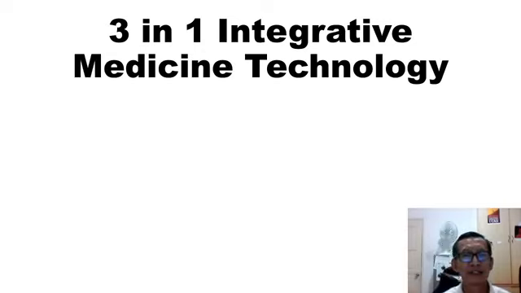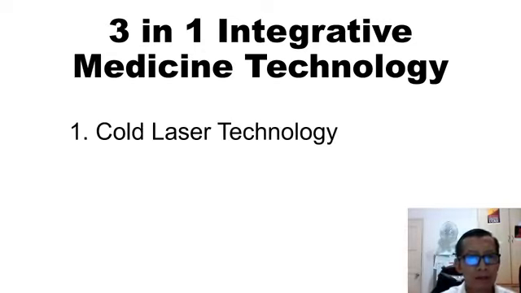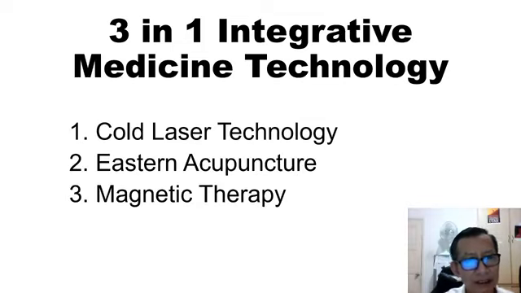Introducing a 3-in-1 integrative medicine technology. The first one is called cold laser technology. Second is Eastern acupuncture, and thirdly magnetic therapy. These three technologies combined together will enhance our immune system, increase our red blood cells to improve our blood circulation, and also reduce inflammation and pain, and lastly it will also address the key cellular levels inside our body system.